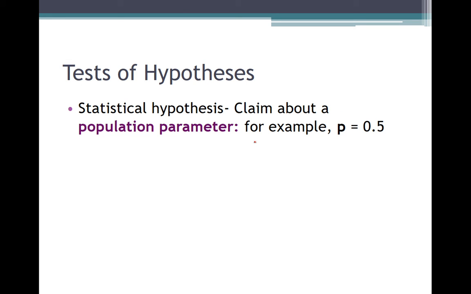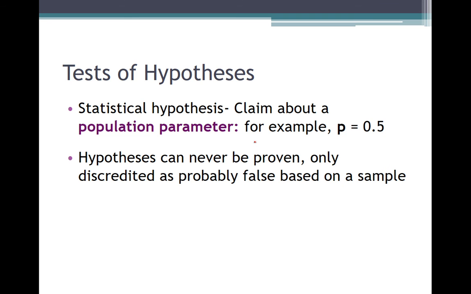So you make a claim about a population parameter, and by the way, it can never be proven, only discredited as probably false. This is not mathematics class anymore. This is where probably or plausibly kinds of decisions are being made.